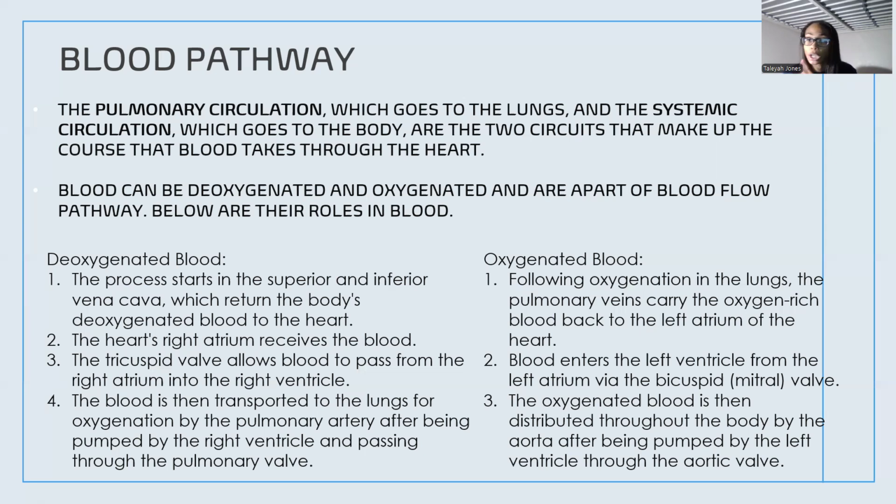Now we're moving on to oxygenated blood. Following oxygenation in the lungs, the pulmonary veins carry the oxygen-rich blood back to the left atrium of the heart. It goes to the left side now. Then the blood enters the left ventricle from the left atrium via the bicuspid or the mitral valve, which is the same thing as the tricuspid valve, the little valve between the left atrium and the left ventricle. Then the oxygenated blood is distributed throughout the body by the aorta after being pumped by the left ventricle through the aortic valve.